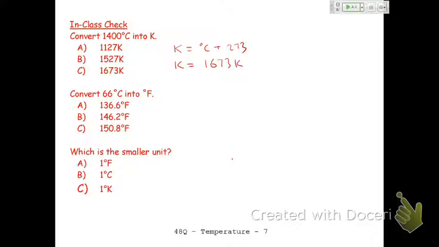Convert 66 degrees Celsius into Fahrenheit. Degrees F is equal to 9/5 degrees C plus 32. So degrees F is equal to 9/5 times 66 plus 32. Where's my little handy dandy calculator? I'm going to go 9 divided by 5, enter, times 66, enter, plus 32, enter. I'm getting 150.8.